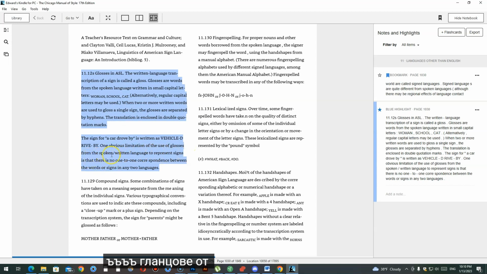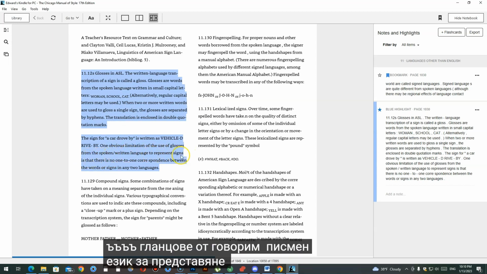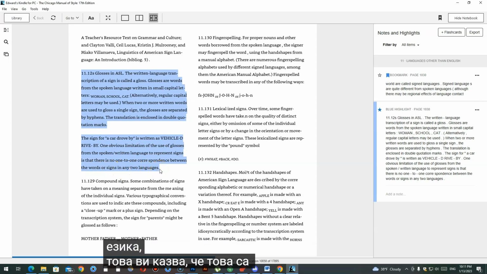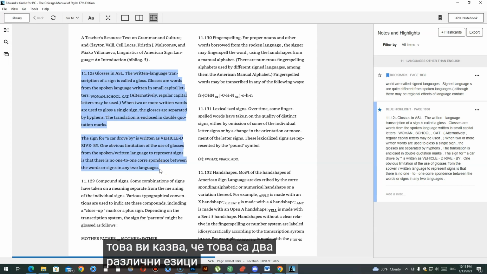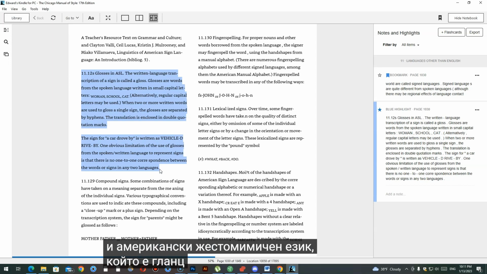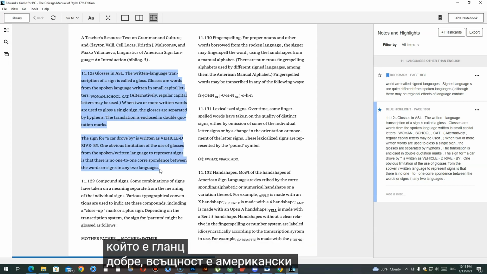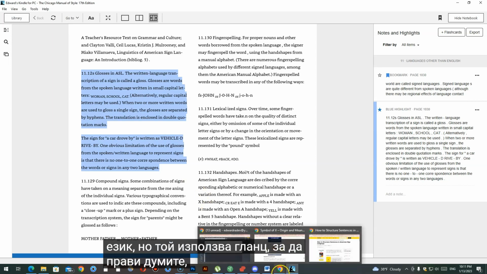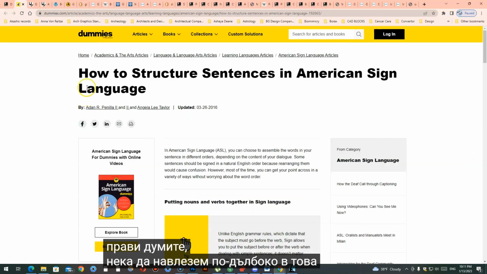Glosses from the spoken written language to represent signs is that there is no one-to-one correspondence between the words or signs in any two languages. This is telling you that these are two different languages: English and American Sign Language, which is gloss. Well, it's actually American Sign Language, but it uses gloss in order to make the words. Let's go deeper into this.